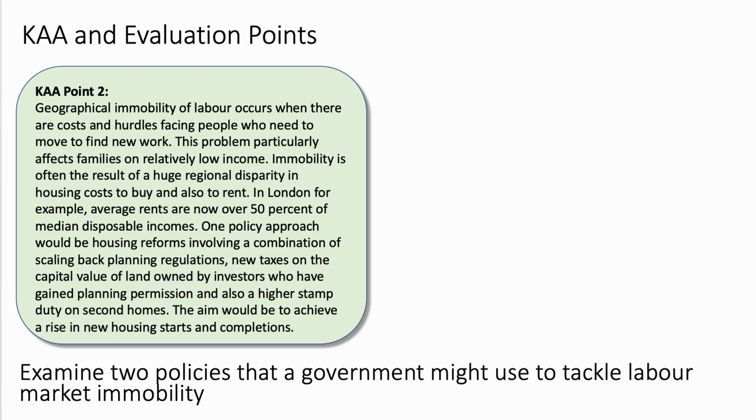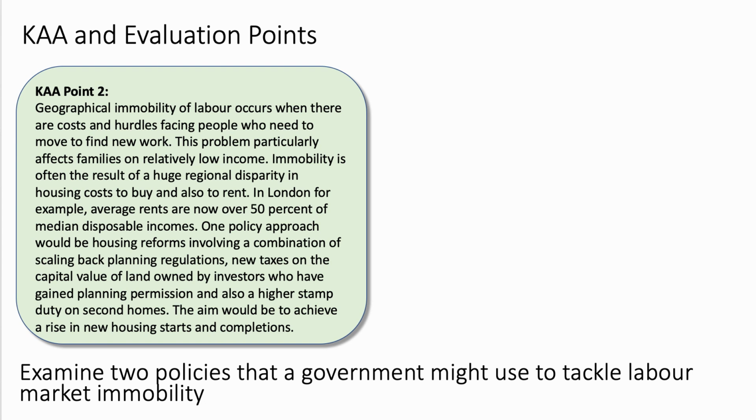My second point then switches focus to look at geographical immobility of labour. And that, of course, occurs when there are costs, hurdles, barriers, if you like, facing people who need to move location to find new work. Crucially, it's good to just target the issue. Think about who is most affected by this. And geographical immobility tends to particularly affect families on relatively low income.